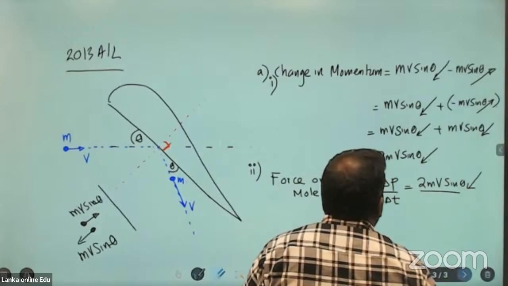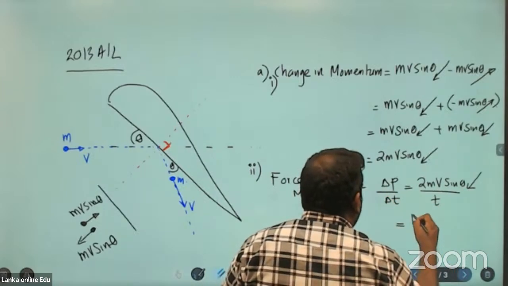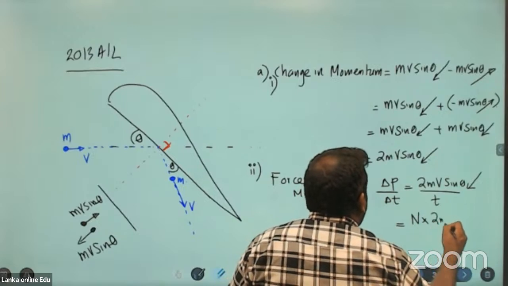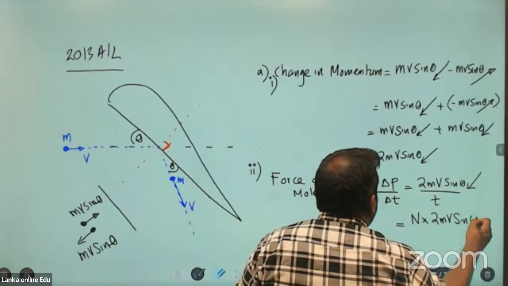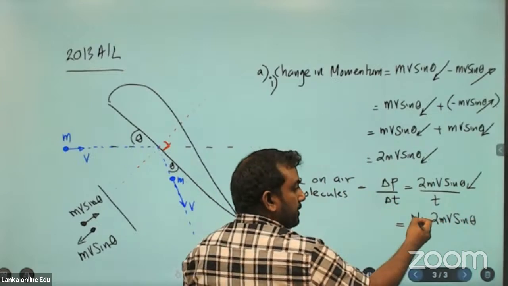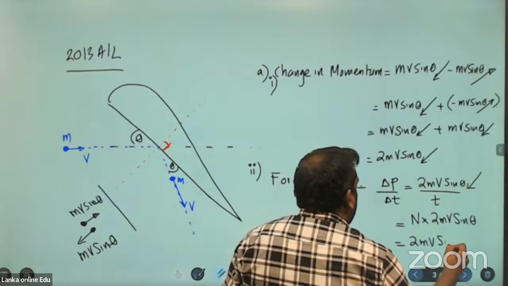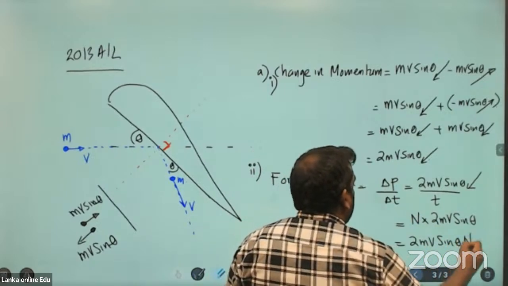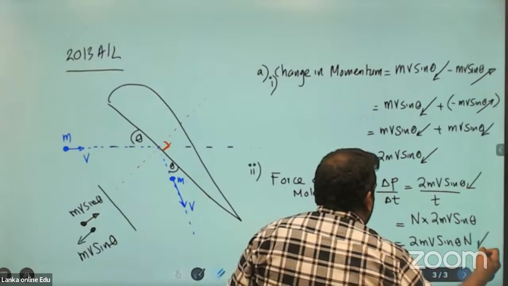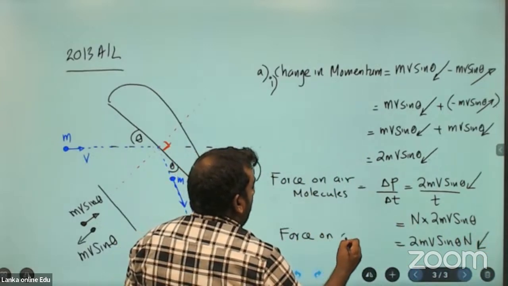Number of molecules per second means 1 over t is n. 2mv sin theta, because not only one mass, now n number of masses, n per second. So 2mvn. Remember, in that direction, this is the force on air.